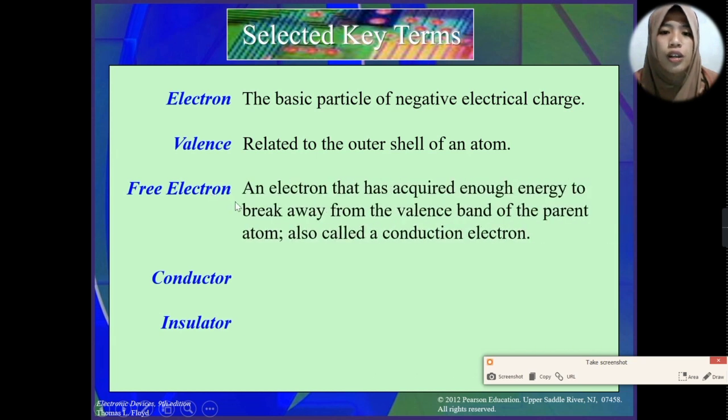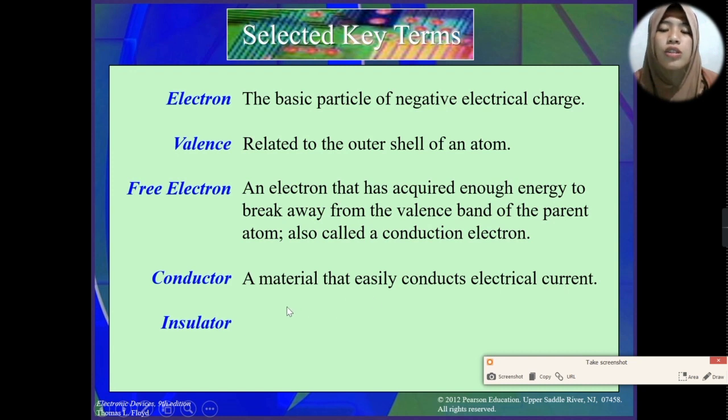So, free electron. An electron that has acquired enough energy to break away from the valence bond of the parent atom, also called a conduction electron. So, the free electron, those are the electrons that leave from the valence bond to the conduction bond, which we also call conduction electrons. Conductor. A conductor is a material that easily conducts electrical current. So, a conductor has an electrical charge known as the electrons that can move freely. That's why a conductor can conduct electrical current.